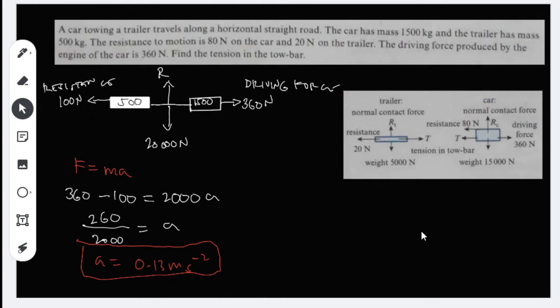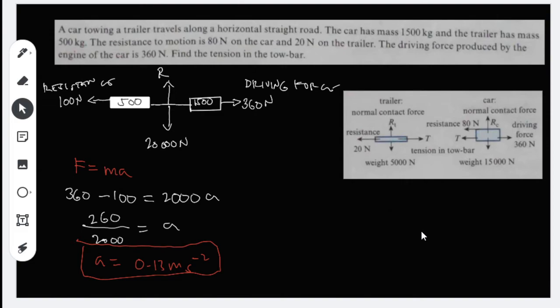Next, this will be the diagram for your trailer. The trailer has a mass of 500. That's why the weight is 5,000 Newton. That's 500 times 10. Next, going to the right, we have the tension in the tow bar. Going to the left side, we have the resistance, which is 20 Newton. This was given in the problem.